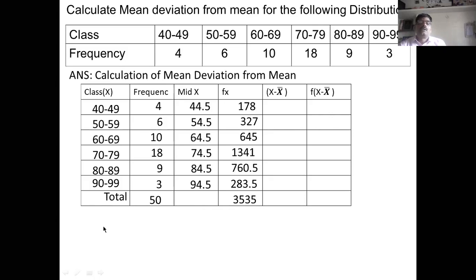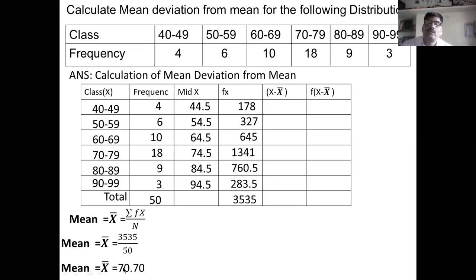Then next you apply the equation. Mean is equal to summation fx divided by n. N means frequency. Remember this. So 3535 divided by 50 is equal to 70.7. 70.7 is the x bar.